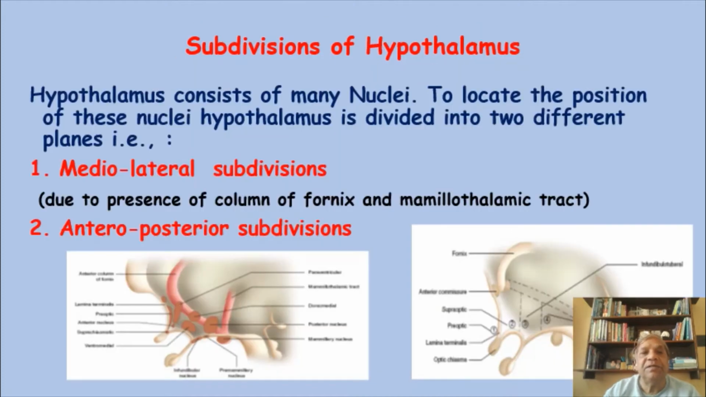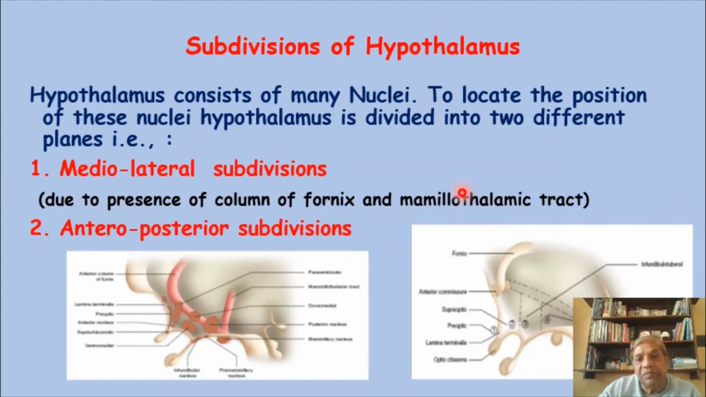Now, after seeing the extent and the boundaries of the hypothalamus, let us see the subdivisions of the hypothalamus. The hypothalamus is a mass of gray matter in which there are collections of various nuclei, and these nuclei are arranged in two different patterns. The hypothalamus consists of many nuclei, and these nuclei are very small, because the hypothalamus itself is very small and so many nuclei are present in it.